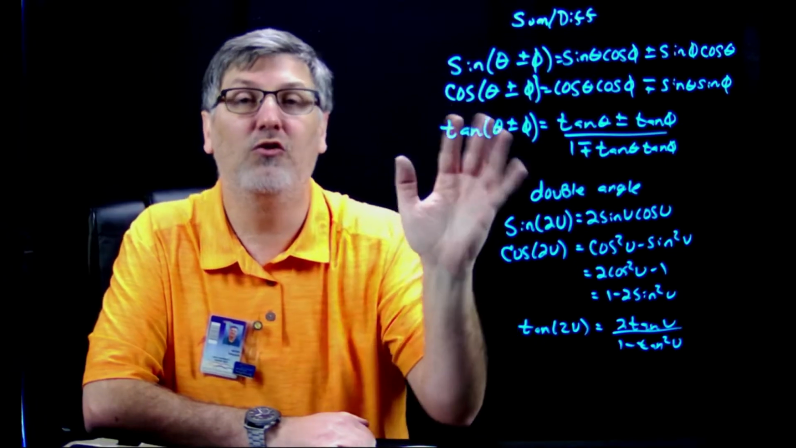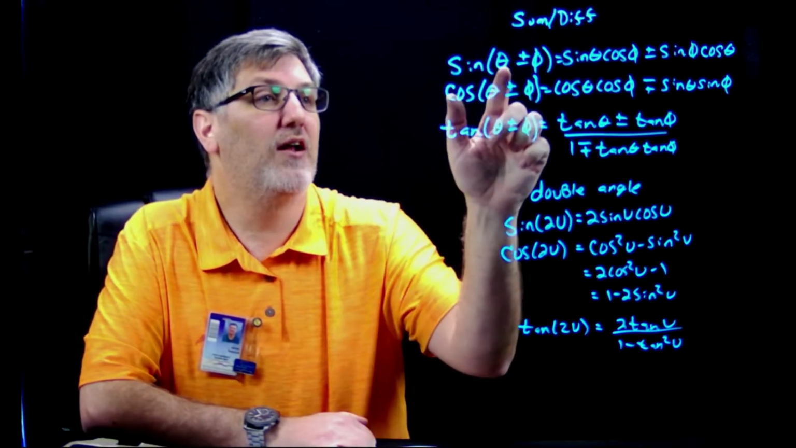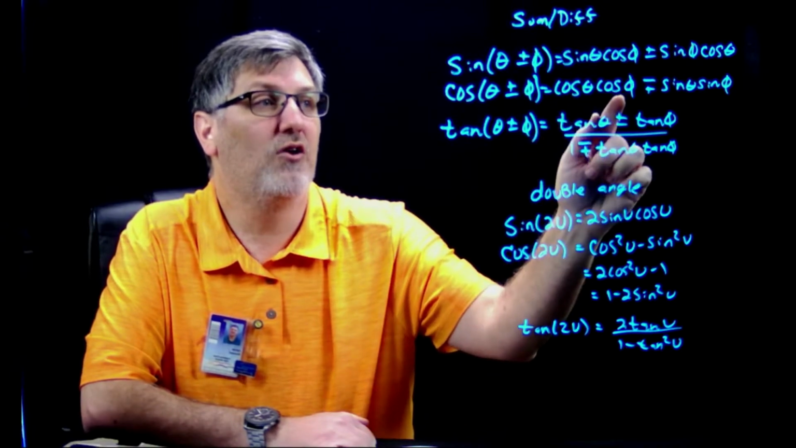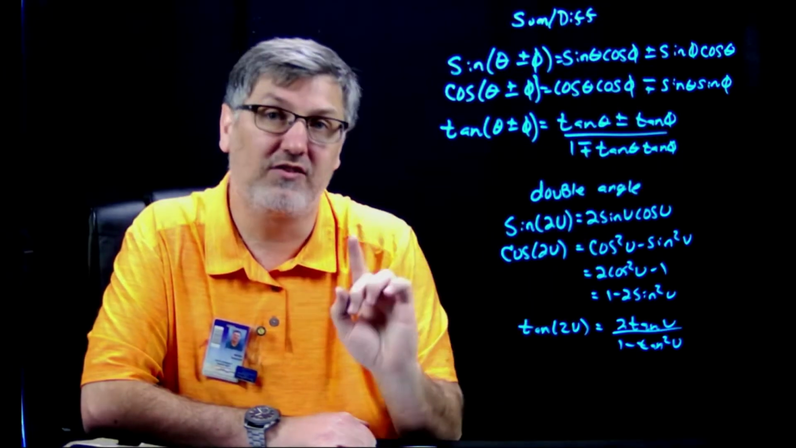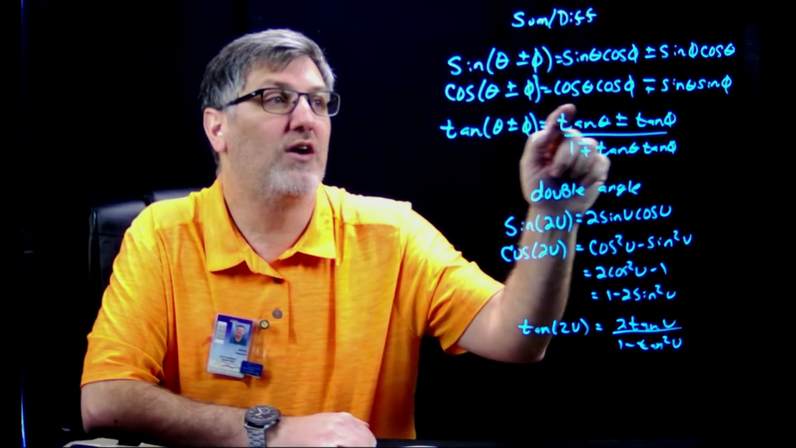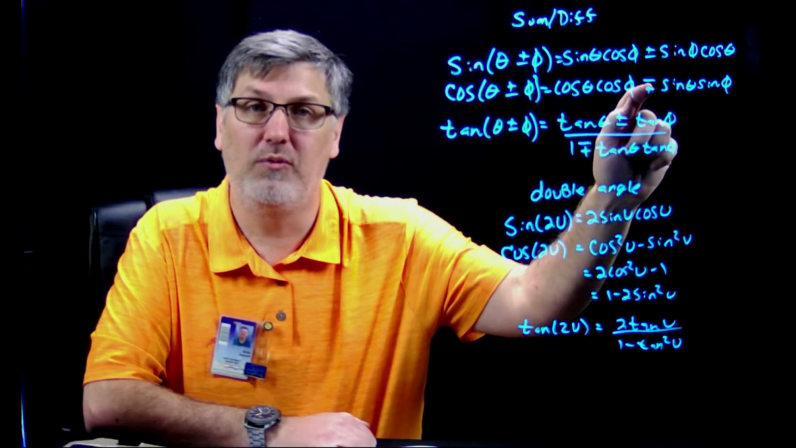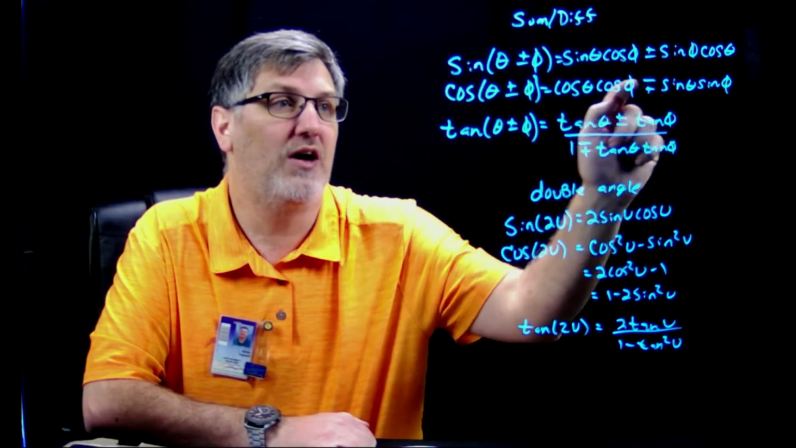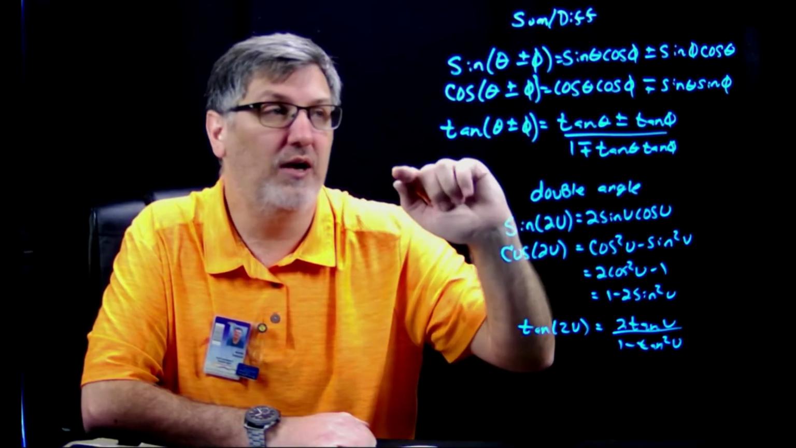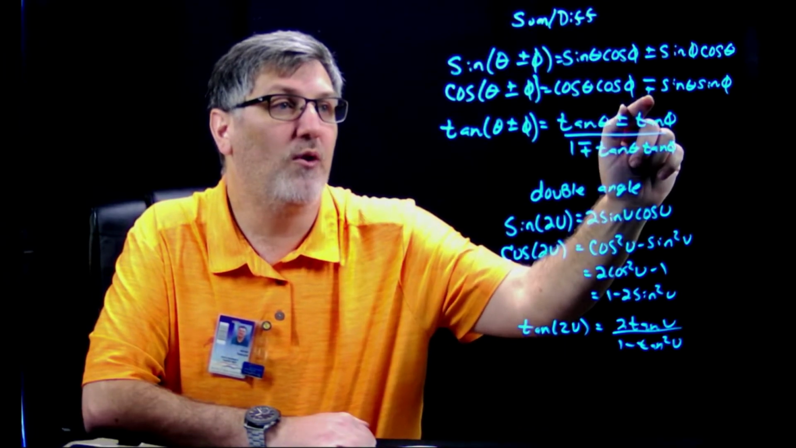So if you look at cosine of theta plus or minus phi, that is cosine of theta, cosine of phi, minus plus. That's not a mistake. So whenever you're adding angles with cosine, that means you're going to subtract in your formula because it's on top. Both of these are on top. Here, when you're subtracting with cosine, that means we're going to add in our formula because both of these are on the bottom.